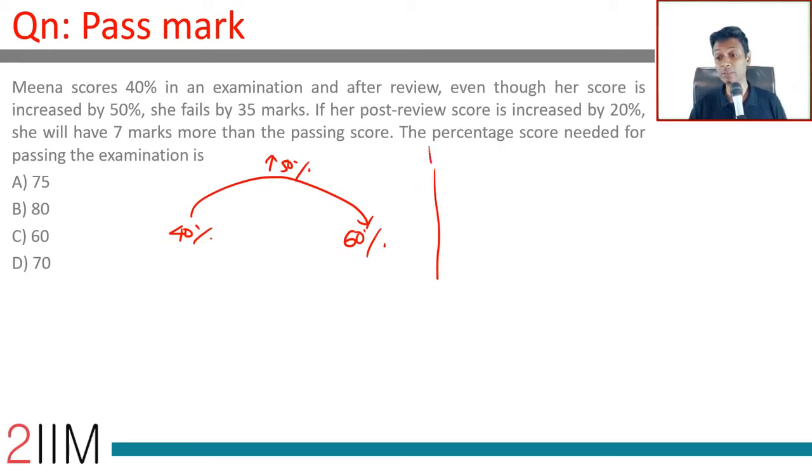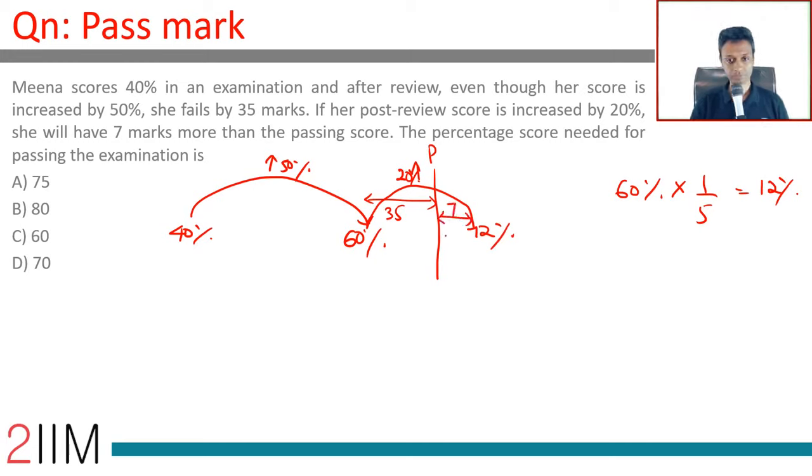So let's say this is a pass mark. She fails by 35. If her post-review score is increased by 20%, she will have 7 marks more than the passing score. It's jacked up here by 20%. 20% of what? 20% of 60%. 20% is 1 by 5. 1/5 of 60% is 12%. So this will go to 72%. If we go there, then she crosses the passing mark by 7.